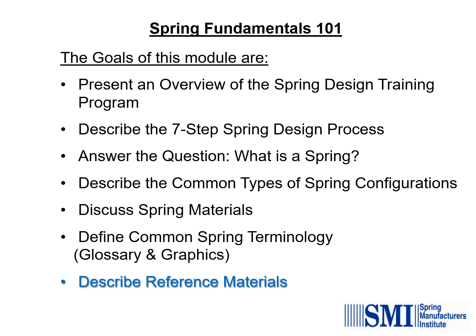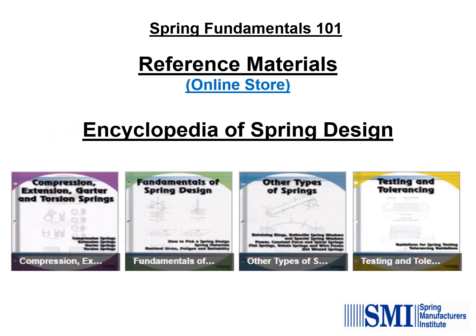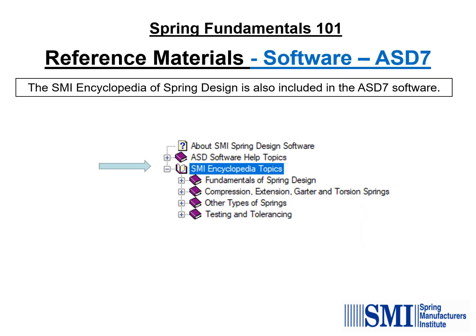Finally, we have arrived at the last topic in this module, reference materials. The SMI Spring Design Training Program is based on two sources, the SMI Encyclopedia of Spring Design and the SMI Advanced Spring Design Software, otherwise known as ASD7. The Encyclopedia of Spring Design is a 4-volume set available from the SMI online store. The SMI Encyclopedia of Spring Design is also included in the ASD7 software.